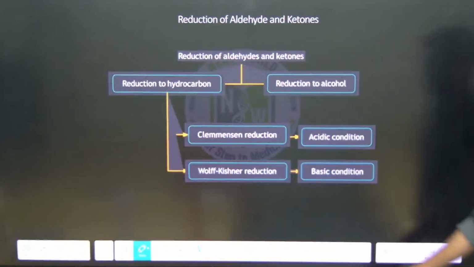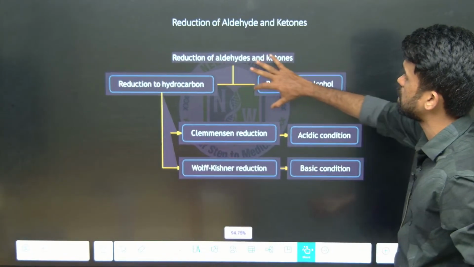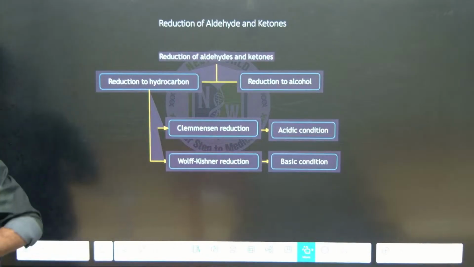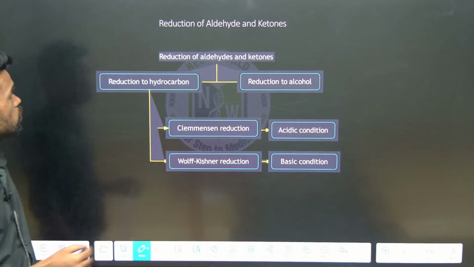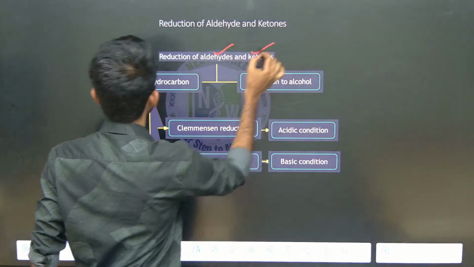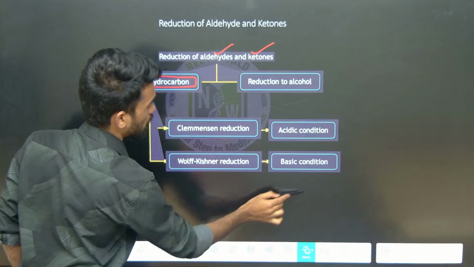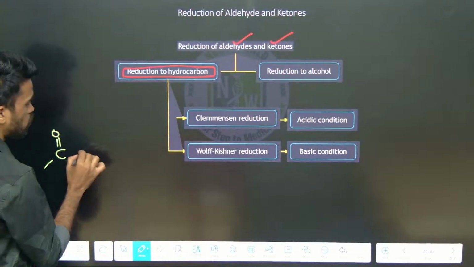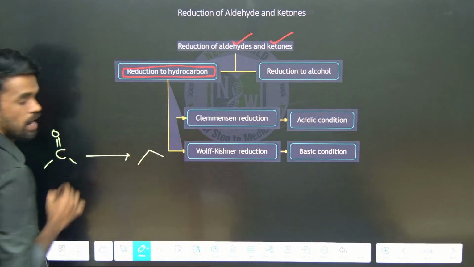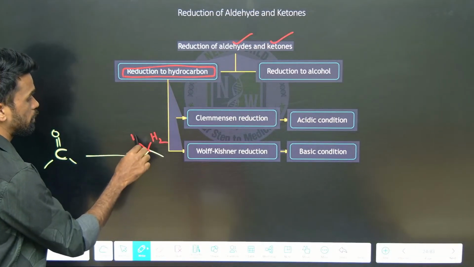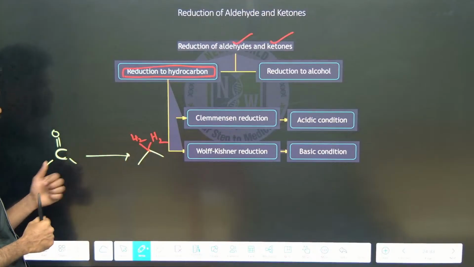The next topic is reduction reactions of aldehydes and ketones. Aldehydes and ketones can undergo reduction. What are the ways they can undergo reduction? The first one is reduction to hydrocarbon. A carbonyl group, an aldehyde or a ketone, can be converted into the respective hydrocarbon. Wherever we have C double bond O, that will be converted into a CH2 unit. A methylene group is formed from C double bond O.